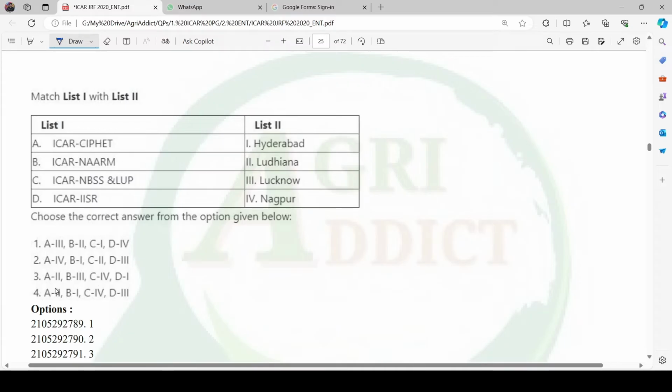Next question is ICAR CIPHET, Central Institute of Post Harvest Engineering and Technology. CIPHET is in Ludhiana, Punjab. NAARM, you all know that NAARM is in Hyderabad. Very important institute. ICAR NBSS and LUP, that is National Bureau of Soil Survey and Land Use Planning, in Nagpur, Maharashtra. And IISR, that is Indian Institute of Sugarcane Research in Lucknow, Uttar Pradesh. So option 4 is the correct answer.